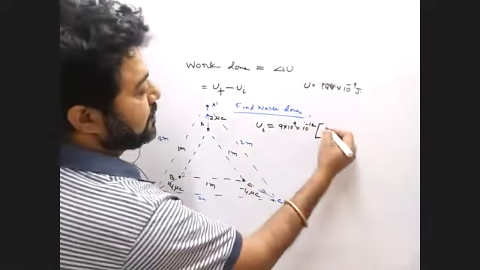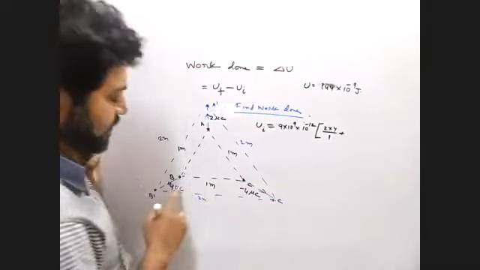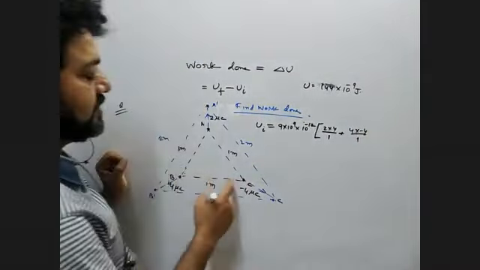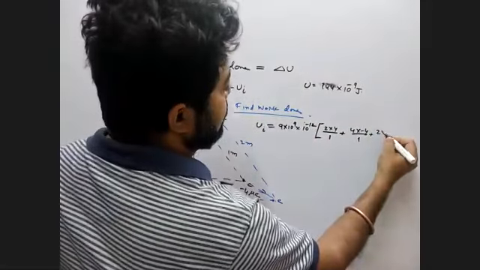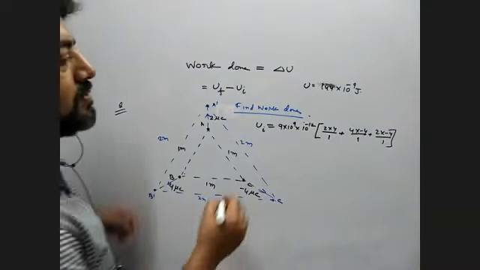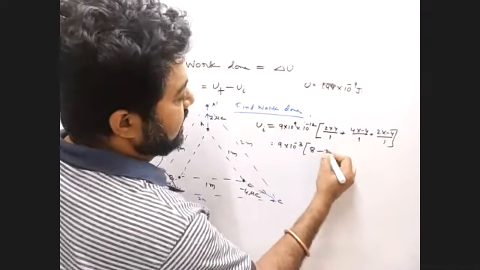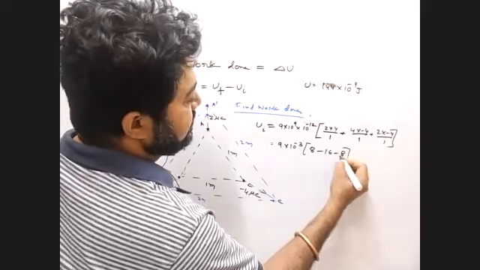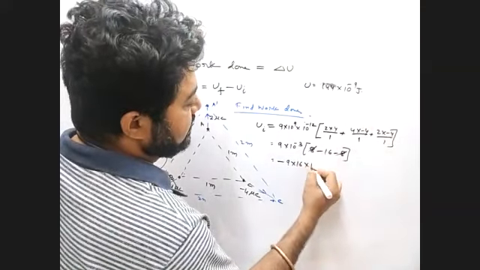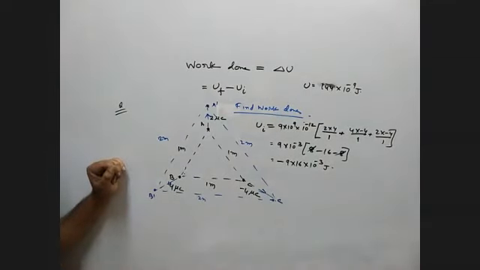Now 2 into 4 by the separation, which is 1 meter, plus 4 into minus 4 by the separation, which is 1 meter, and then plus 2 into minus 4 by the separation, which is 1 meter. So what you have now is 9 into 10 to the power minus 3, times 8 minus 16 minus 8. So this cancels, and you have minus 9 into 16 into 10 to the power minus 3 joule. That is the initial potential energy.